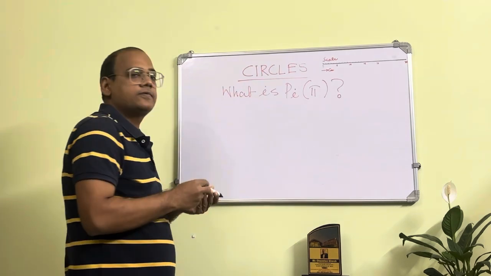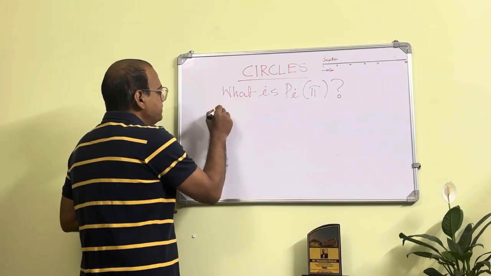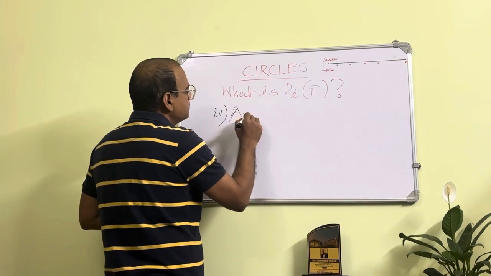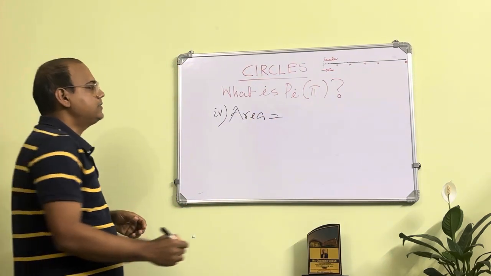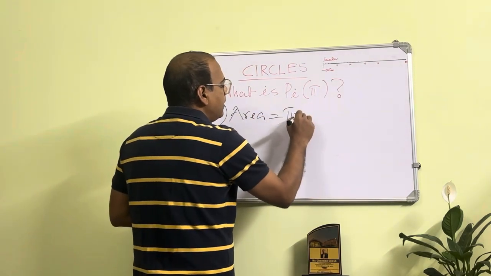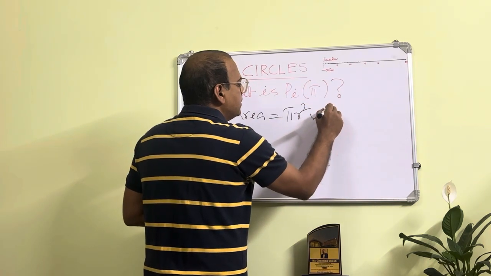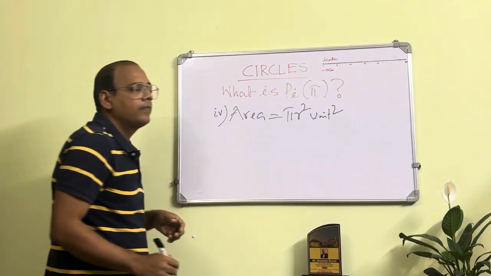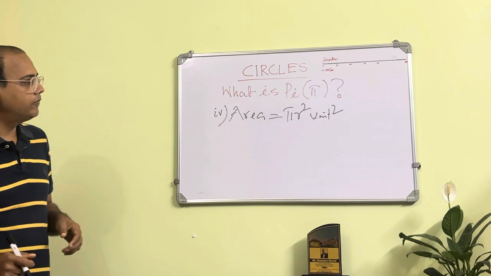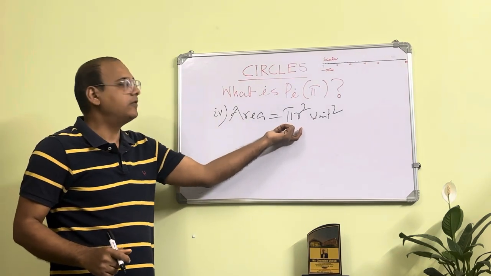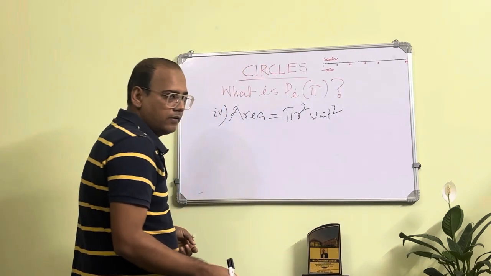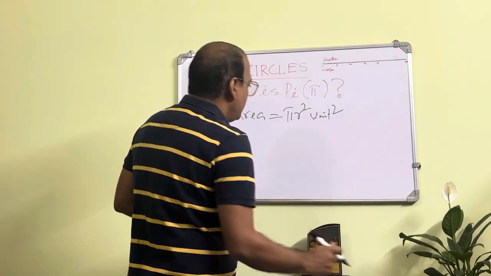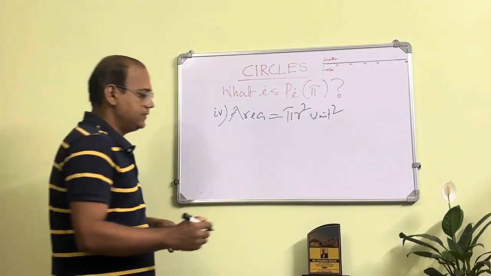The area of the circle. So what is the area of the circle? It's pi r square, unit square. But have you ever thought of why this is pi r square? How this is derived? Okay, let me try to make you visualize that as well.